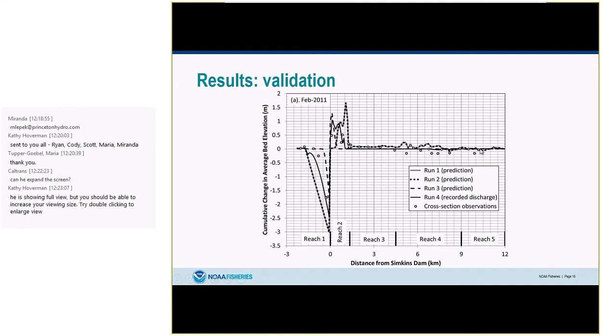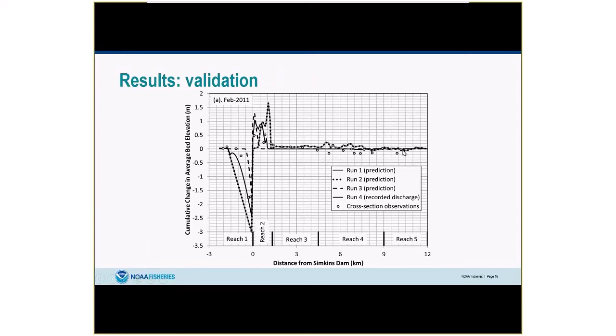So these are results for February 2011. Matt, I'm sorry, can you say where here is for those who are following the PDF? Oh, sure. It's page 16. And I'm pointing my cursor kind of midway through reach 5. I'm pointing at the last dot, which represents the last cross-section observation.